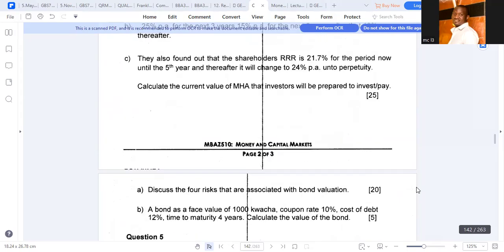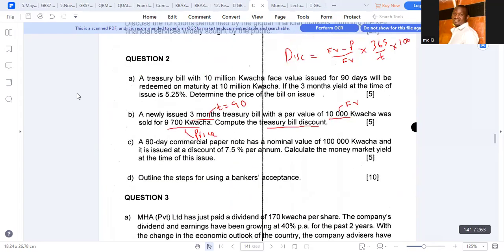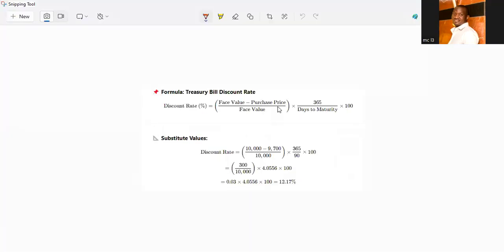Given the formula, you now substitute that. So what was our face value? Our face value was 10,000. Our purchase price, 9,700, over face value 10,000, times 360 over the 3 months, 90, times 100. So it's just an issue of computing that to give you 12.17%. So this is our discount rate.